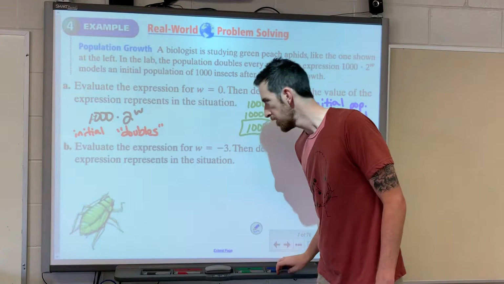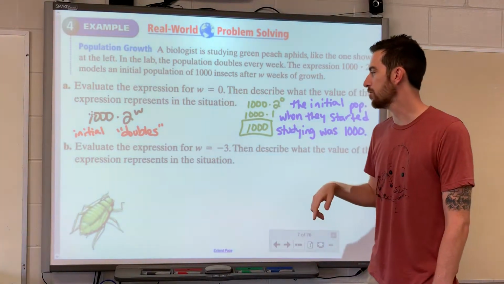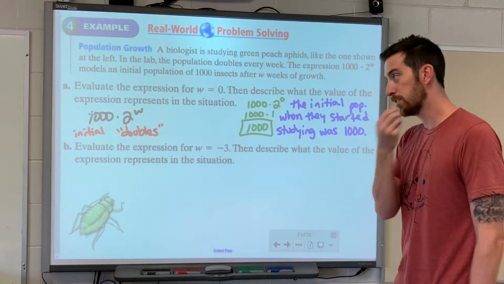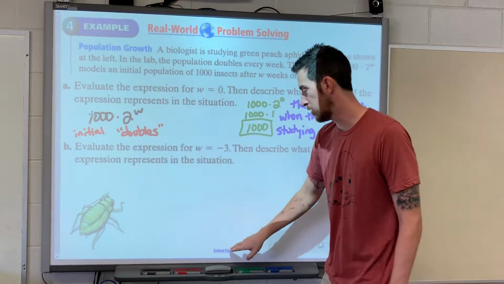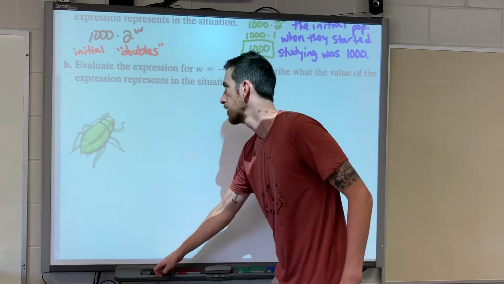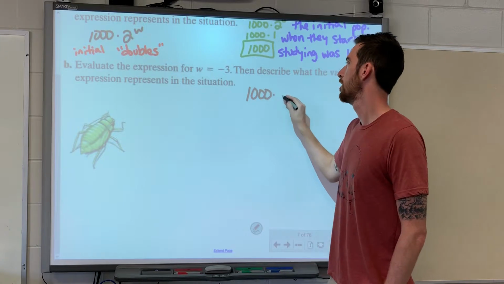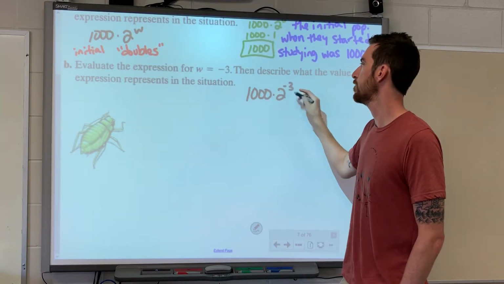Cool. Then evaluate the expression for W equals -3. Then describe what the value of this expression represents in the situation. So let me scooch down here. So we have to put in 2 to the -3rd power.